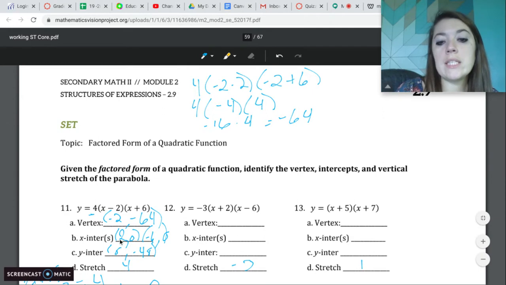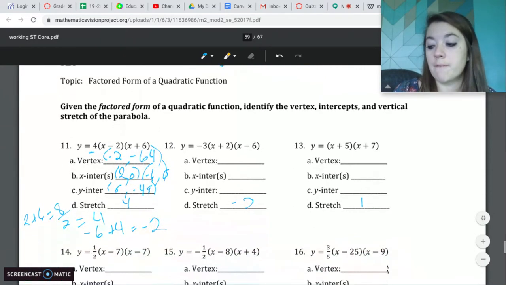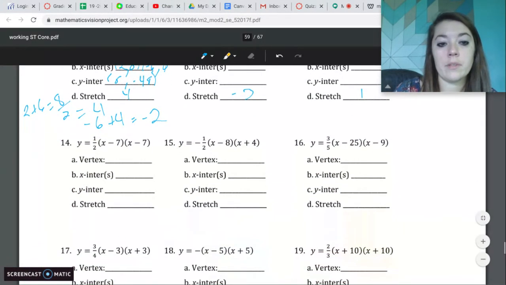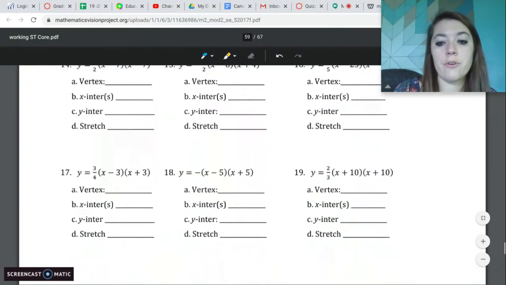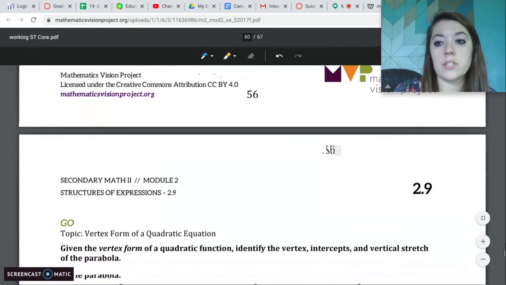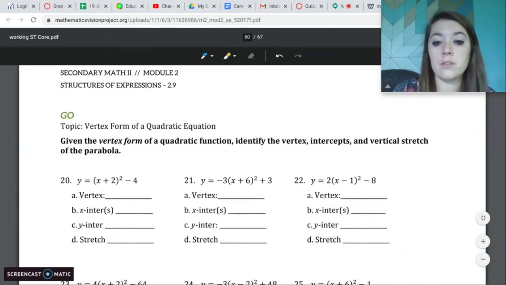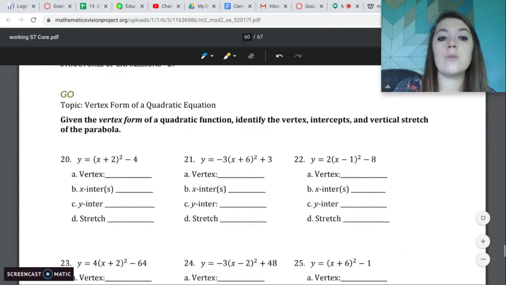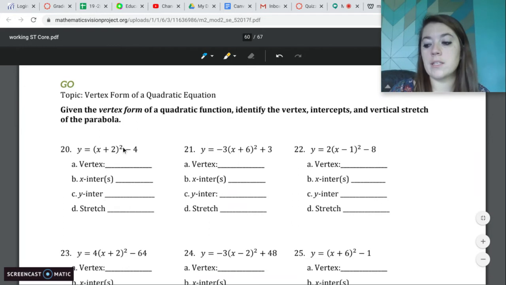So that's how we can use the x-intercepts to find our vertex. It's a little bit easier than having to convert it to vertex form, okay? All right, so that's what you guys are doing for 12 through 19. So you're going from factored form to finding those values. Now here, we're using vertex form, and we're going to find our values. So for this, it makes it a little easier.